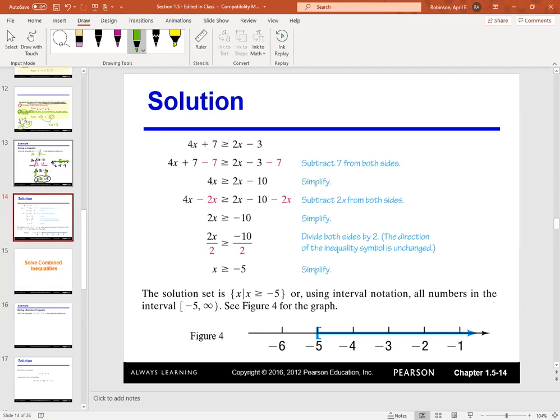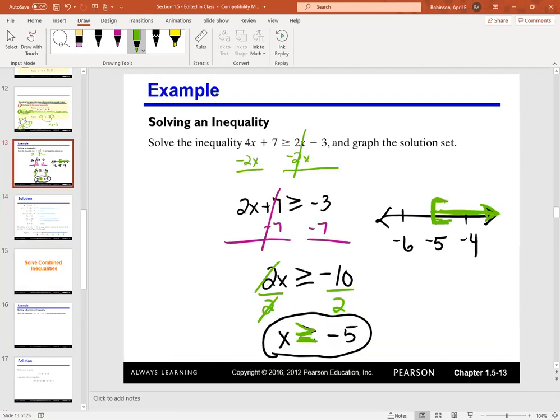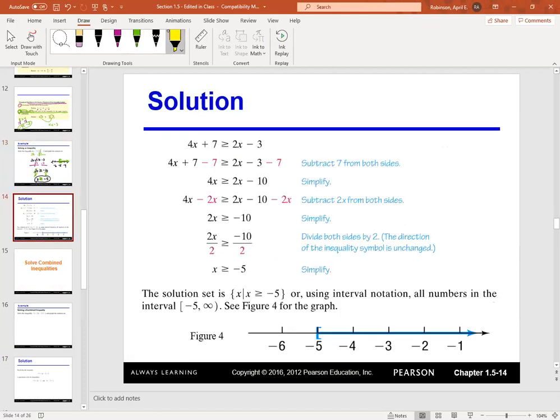Did they ask me to do interval notation? No, it just says solve the inequality and graph the solution set. But if you look down here, first they put it in that nasty set builder notation, and then they also wrote it in interval notation here. So do whatever your math lab asks you to do, how they want you to type in the answer. And if it's a graph, more than likely it'll be multiple guess.